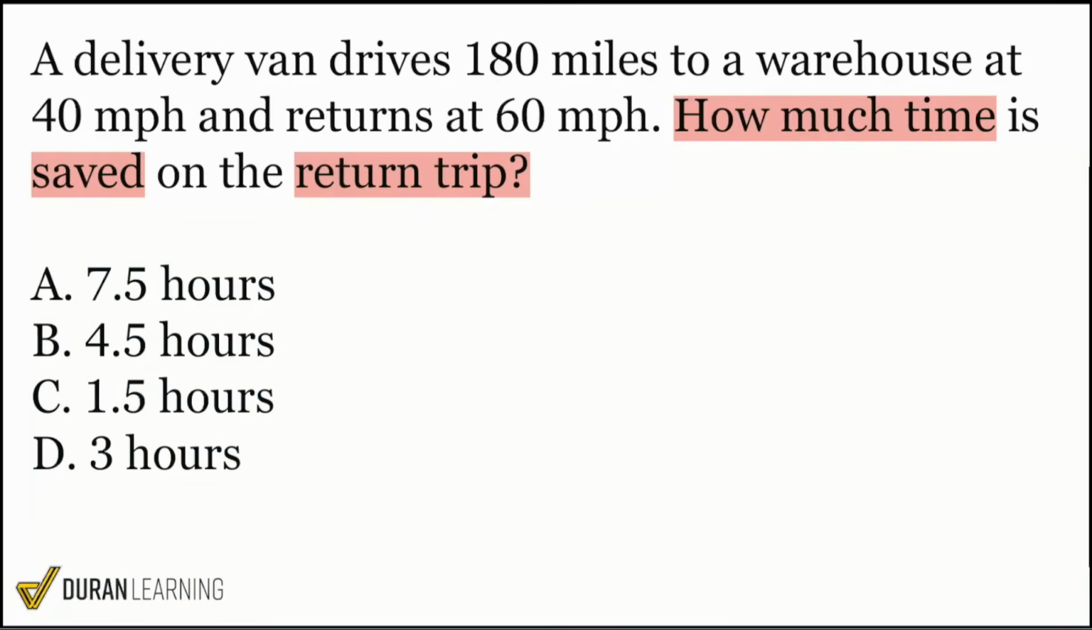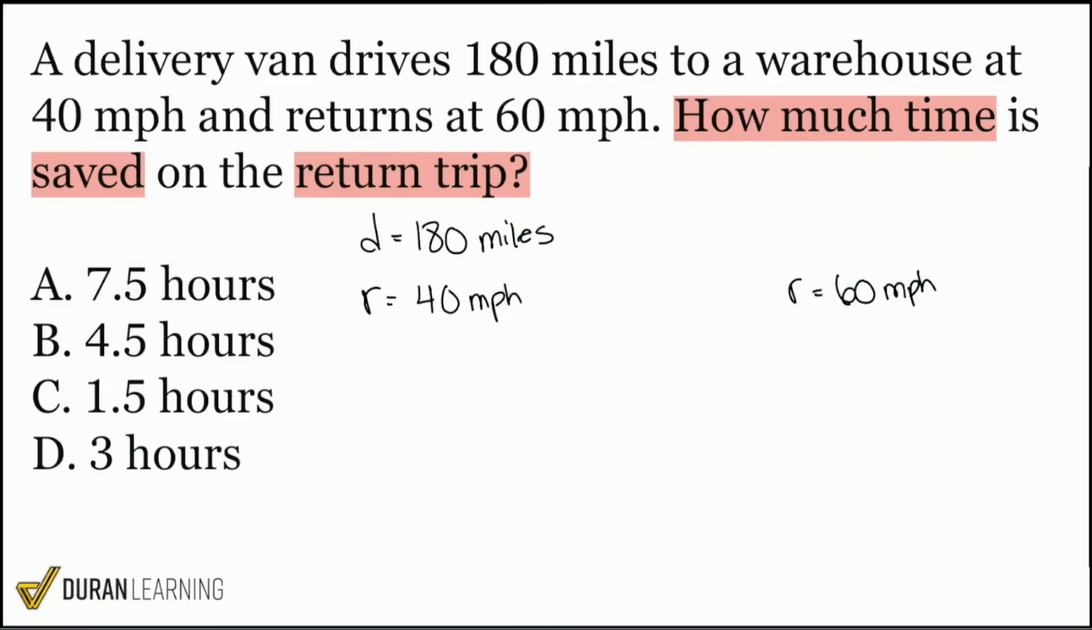It says delivery van drives 180 miles, so the distance there is 180 miles. And the rate that we drove at was 40 miles per hour. On the return trip, everybody, the return trip says that we drove at 60 miles an hour. So I'll go ahead and write that right over here. But my party people, what's the distance? Is it still 180? Is it something different?